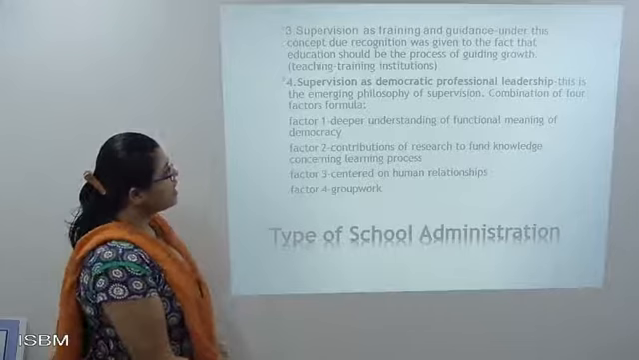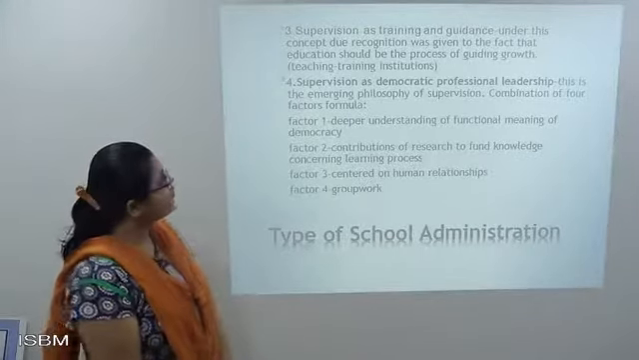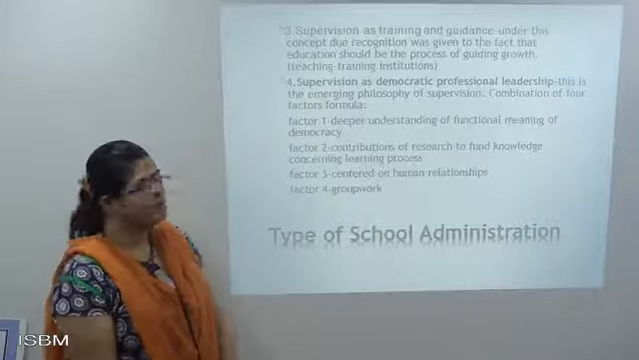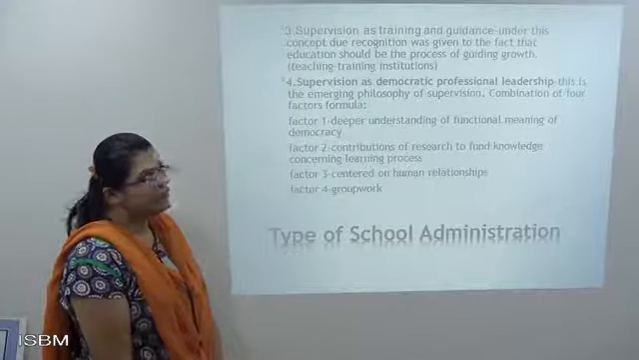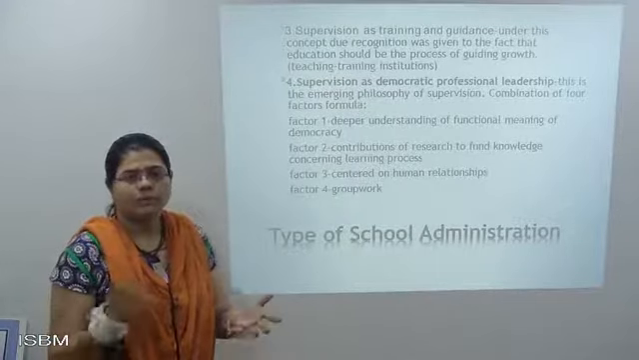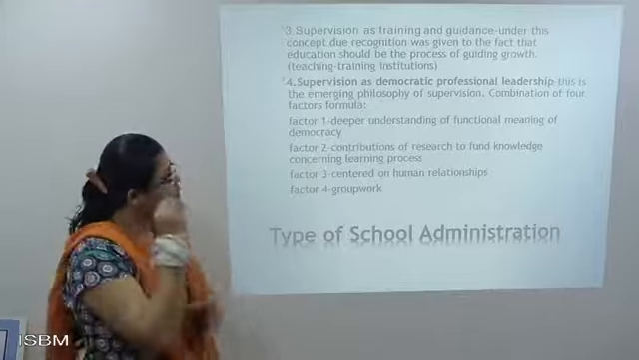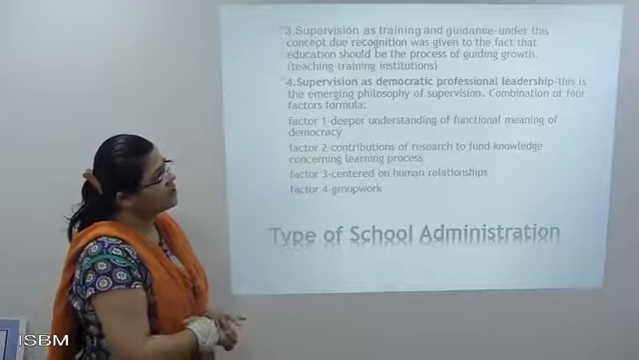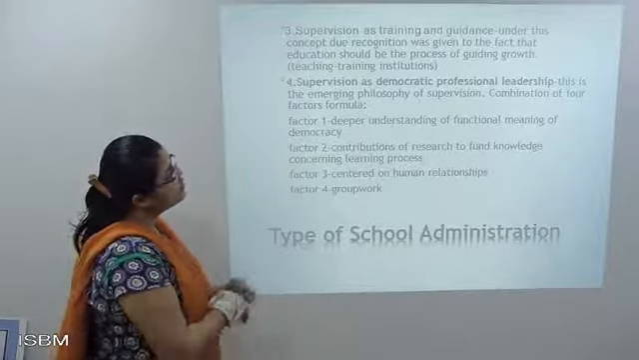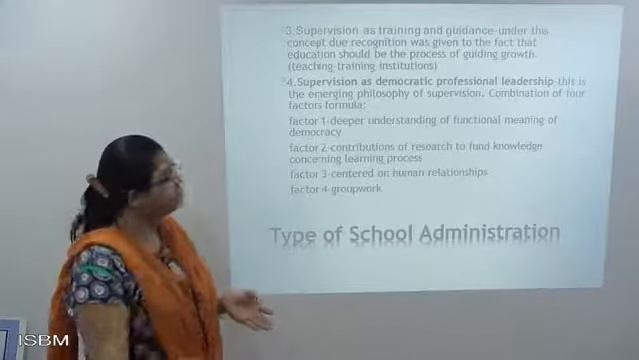Now, there are four different types of factors here through democratic professional leadership, and through these supervision is done. First, a deeper understanding of the functions and meaning of democracy. You need to know what democracy is, and you need to have that understanding if you are taking care of supervision as democratic professional leadership. So first, you need to have a proper understanding of what democracy is.